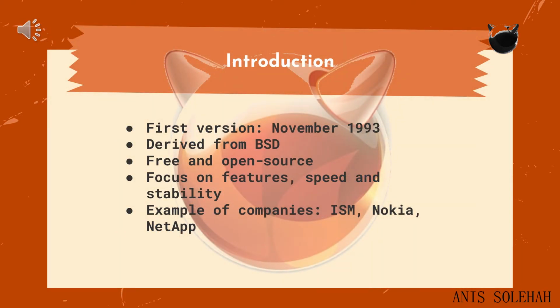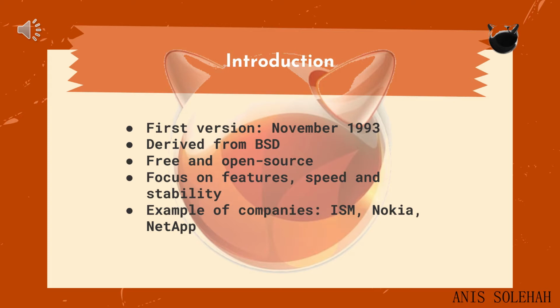The first version of FreeBSD was released in November 1993. It is derived from BSD, the version of Unix developed at the University of California, Berkeley. BSD is a short form of Berkeley Software Distribution.